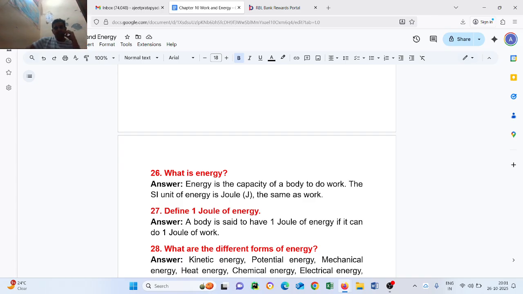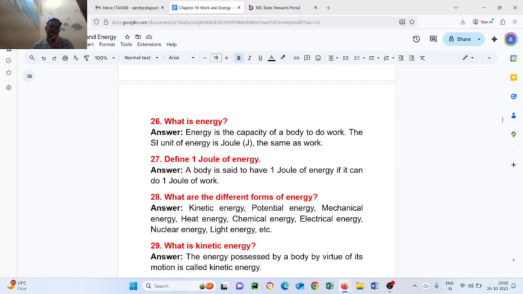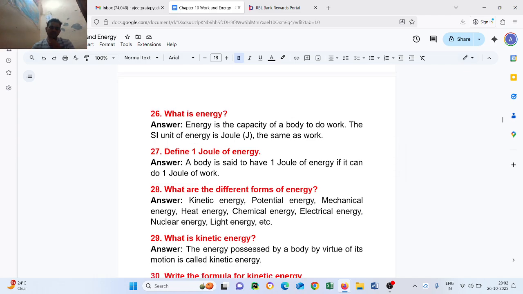Question number 26. What is energy? Answer: energy is the capacity of a body to do work. The SI unit of energy is joule, the same as work. Question number 27. Define 1 joule of energy. Answer: a body is said to have 1 joule of energy if it can do 1 joule of work.